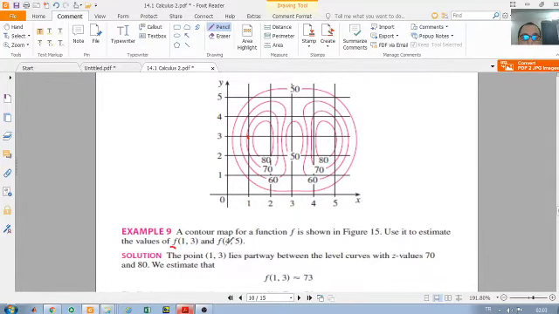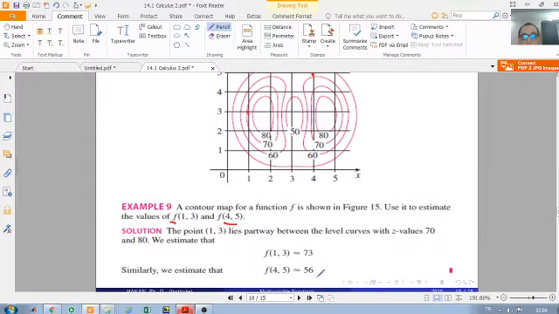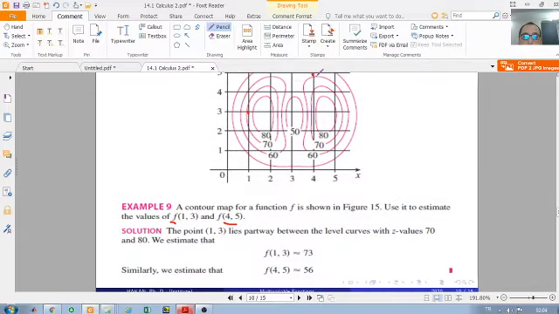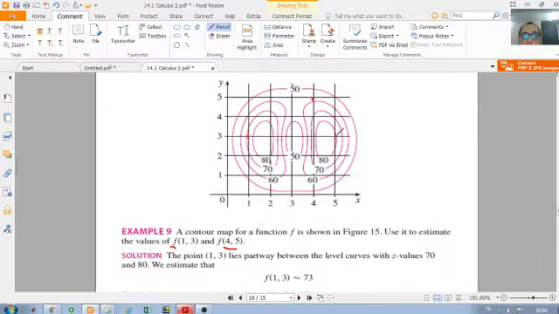Similarly, after finding the point for 5, this one, it is between 50 and 60. It is a little bit close to the level curve 60. So we can write it is approximately equal to 56 and so on. Also you can say, for example, in your opinion it is 56.5 and so on, but we know definitely it is between 50 and 60.